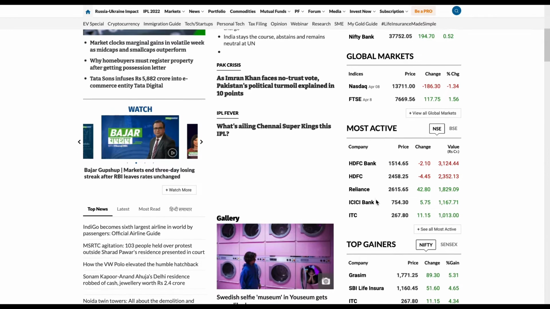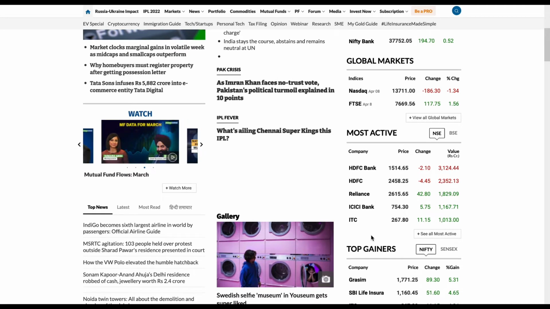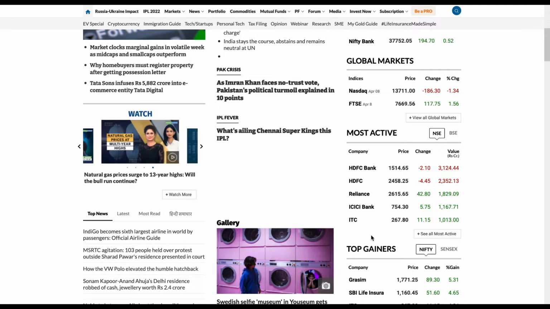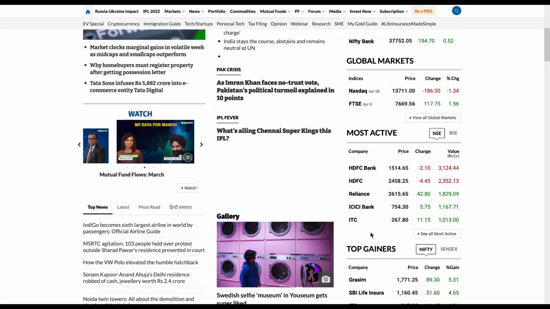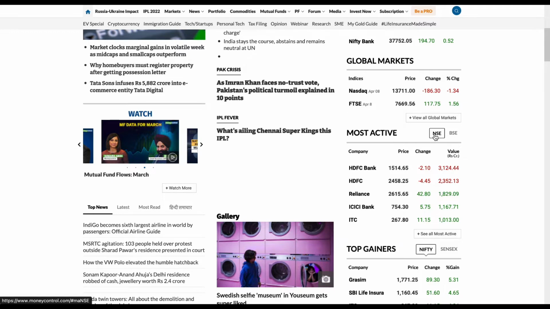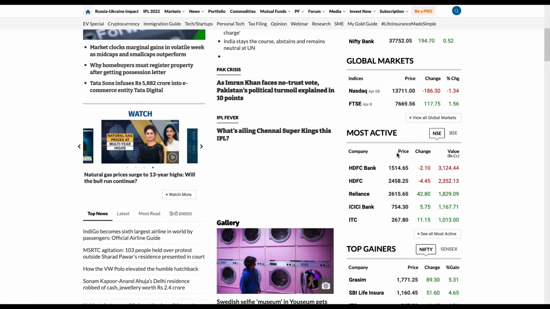Then moving on to the most active section. This is an important section which tells where the demand and the supply is going. Here the companies that are being demanded or actively traded are HDFC Bank, HDFC, Reliance, ICICI Bank, and ITC. This is the data regarding NSE, which is the National Stock Exchange. Similarly, as the above values show, there is the price change and value. The value is in rupees crores, and it is the valuation of that stock.